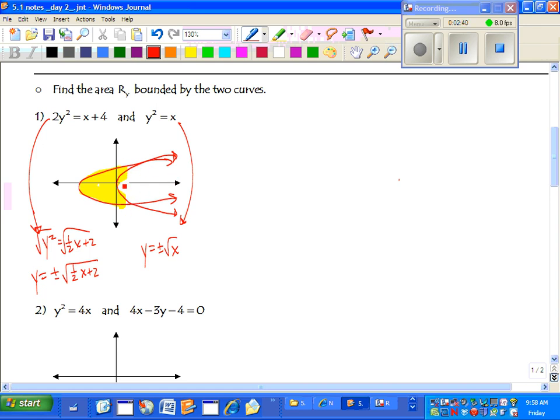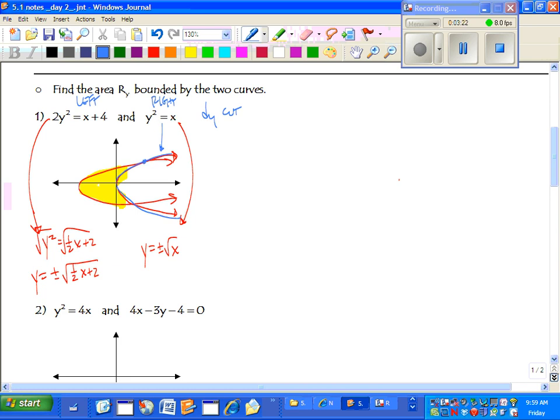So if we look at these, hopefully you can tell that we have one curve, our y squared equals x, that's always to the right of the other one. So we're going to have to use a dy cut. In order to do that, we have to have everything in terms of y. So really what we're doing here is we have to have our equations solved for x and written as a function of y. So our y squared equals x, that's going to be our right function. This is going to be our left function.